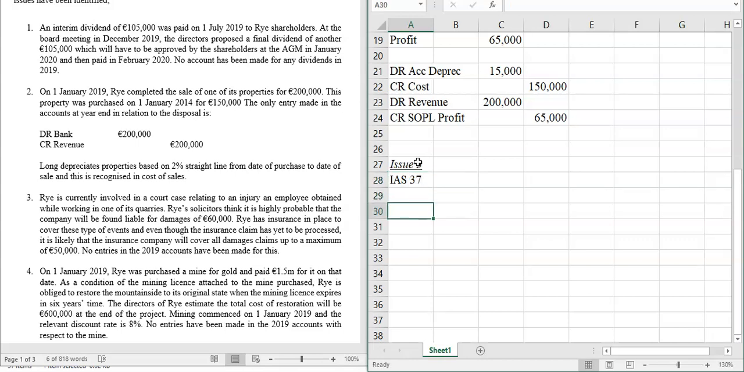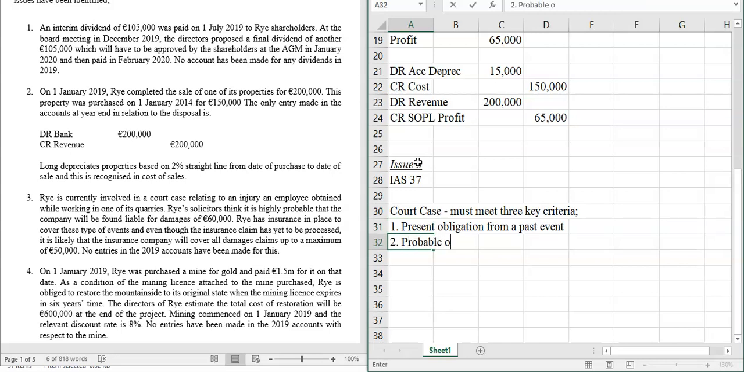Remember the criteria here for a provision. What is the criteria? So the court case, to be recognised, must meet 3 key criteria. So in this case, 1, it is a present obligation from a past event. So the employee got injured and they're now suing you. So it is a present obligation.